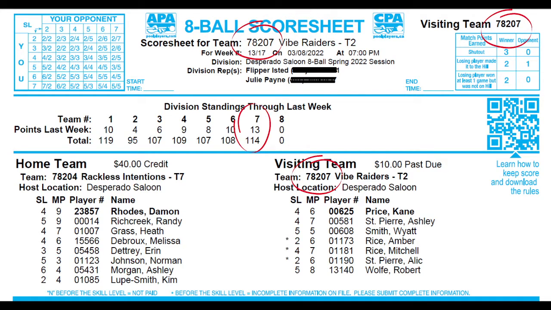Your team number is going to be in quite a few different places. As you can see in the middle there, division standings through last week, you can see where the team number, so 78207, I'm taking the last two numbers, which is 07, so I know that I'm team number 7, and I can see right there in the division standings, team 7 has 114 points. That's how you read that. We have a lot of people that are fairly new that use the app over reading it on the score sheet these days, but still good to know.